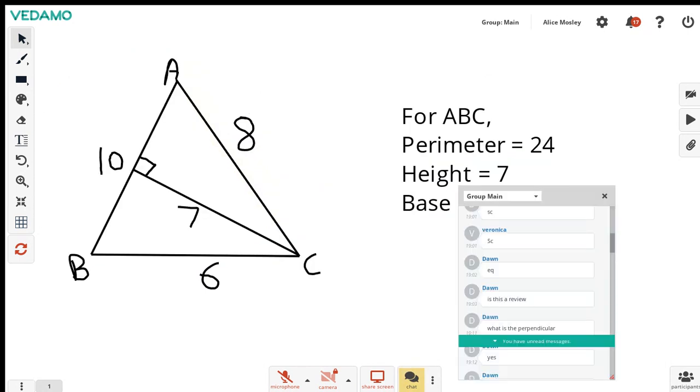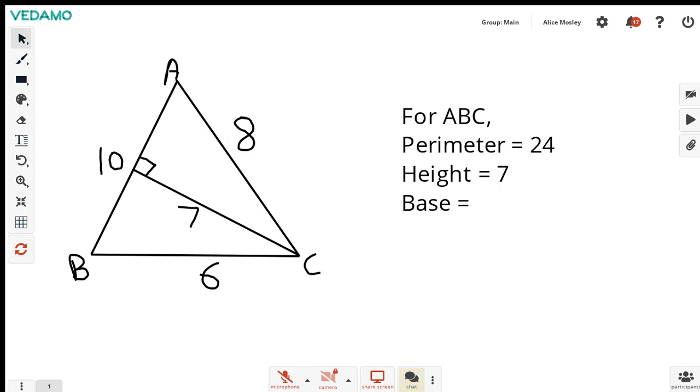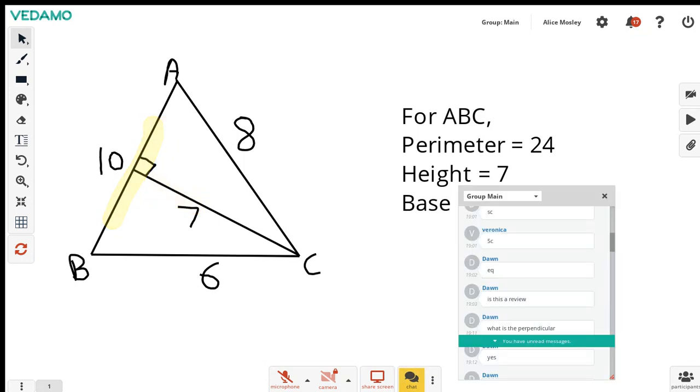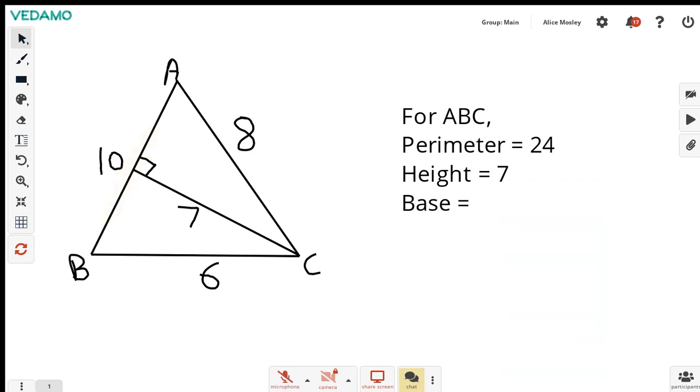Yes, so Miss Veronica says it's 10. So here, as you all identified correctly, height is 7, and this side AB is making 90° angle with the height. So the side which makes the 90° angle with the height is the base. This is where I always mess up. Yes, Miss Dawn, it's fine. We all have our little problems. So the base would be 10? Yes, Mr. Dwayne. So you are back. Okay, that's good. So the base is 10.